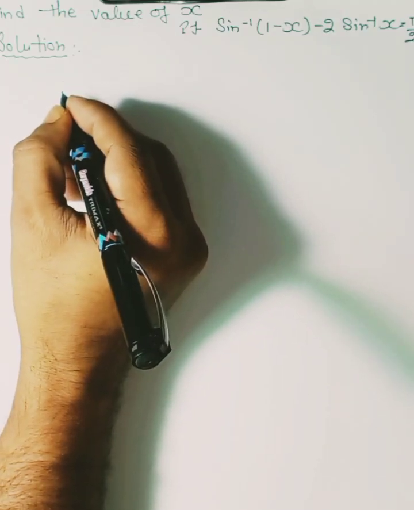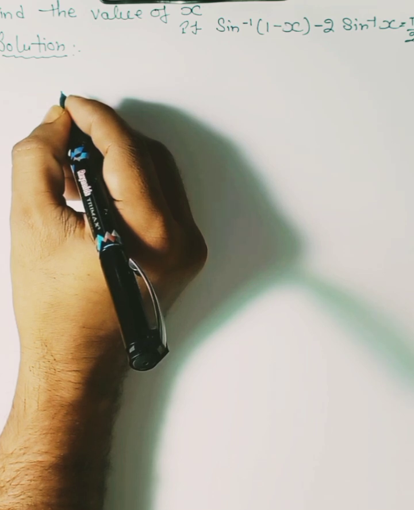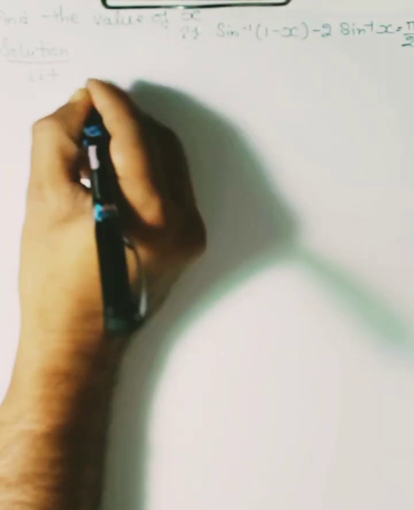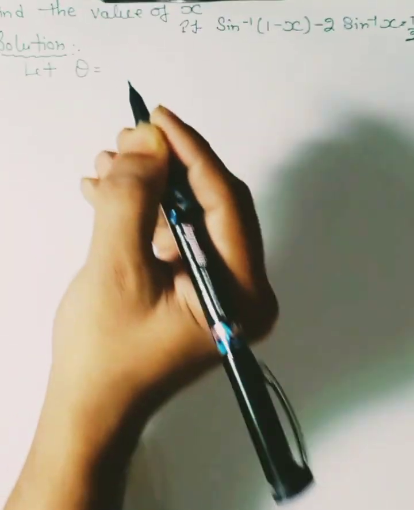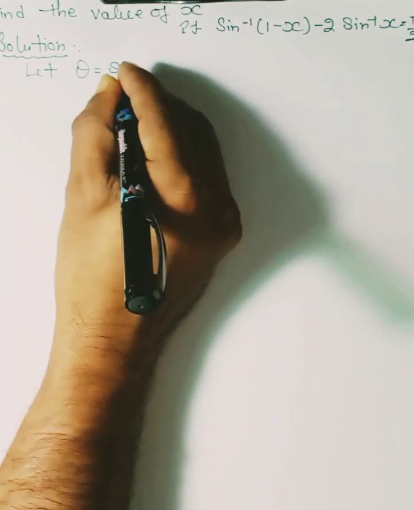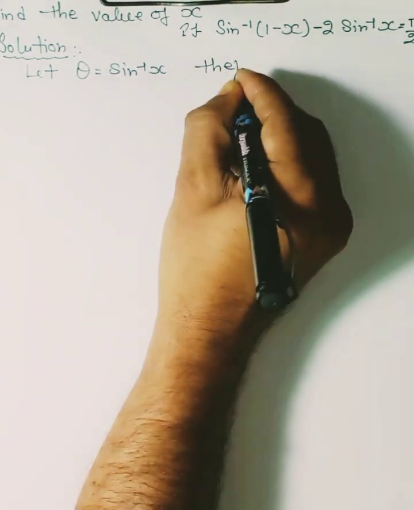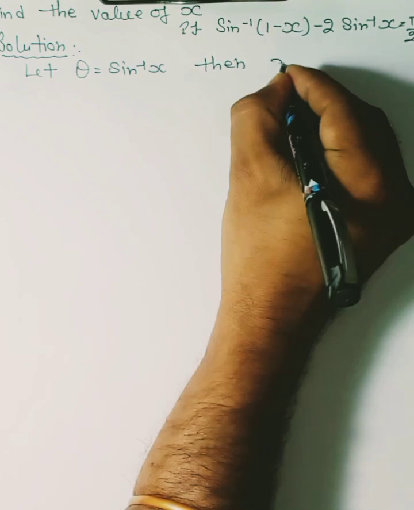Today we will find the value of x if sine inverse (1 minus x) minus 2 sine inverse x equals pi upon 2. Solution: let theta equal sine inverse x, then x equals sine theta.